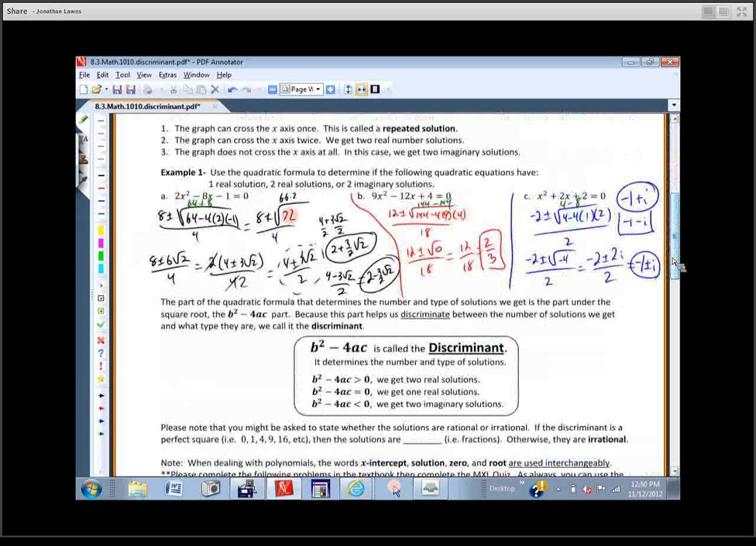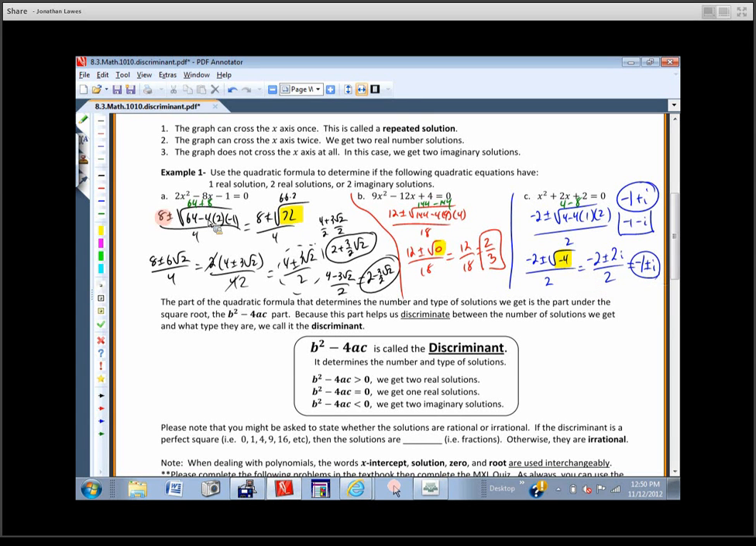Okay, so I want you to take a look at something. In each one of these, when I was close to done simplifying, you'll notice that I had a 72 here, and I had two different solutions. Right here I had a 0, and I only had one solution. Over here I had a negative 4 underneath the square root, and I had two imaginary solutions. So the key to figuring out whether we've got two solutions, one solution, or no real solutions is by looking at what's underneath the radical. That's really the determining factor.